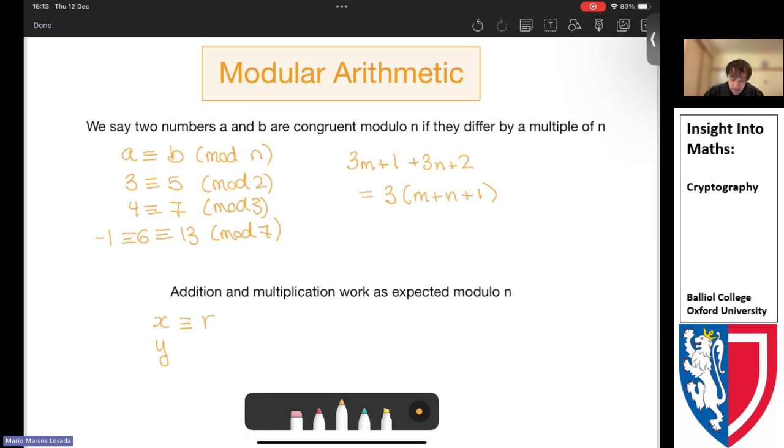So suppose that x leaves remainder r when divided by n. We write this as x is congruent to r mod n, and y leaves remainder s when divided by the same number n. Then what can we say about x plus y? And what can we say about x times y? Well, x plus y is going to be congruent to r plus s mod n. And x times y is going to be congruent to r times s mod n.